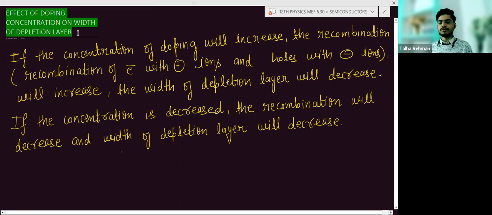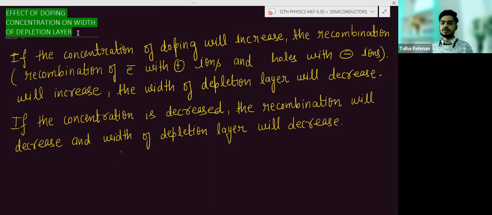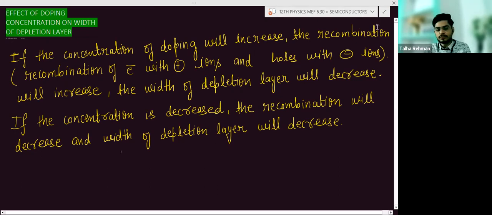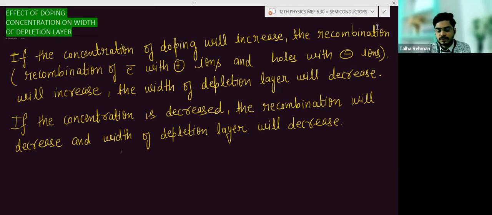Now, the effect of doping on the concentration: if we change the concentration of holes, or if we change the concentration of electrons, how will the depletion layer be affected? So what is the depletion layer? Basically, the reason for the formation of the depletion layer is the motion of electrons and holes due to the concentration difference.